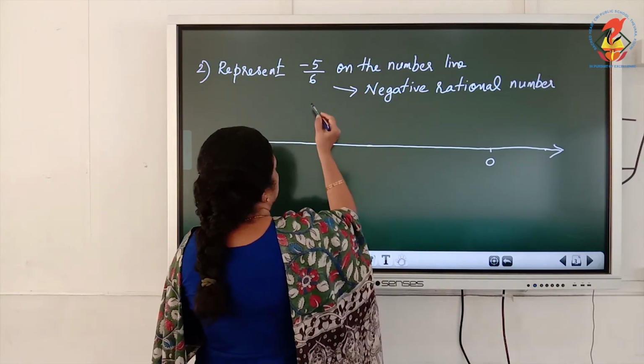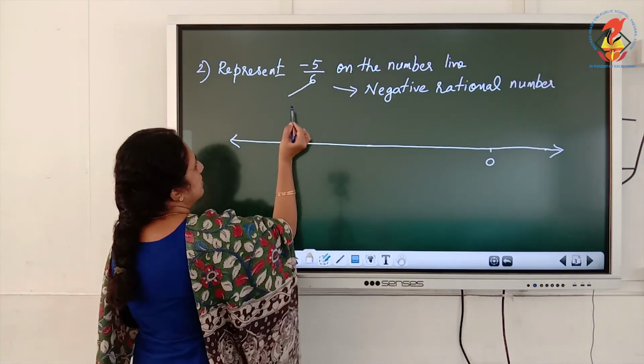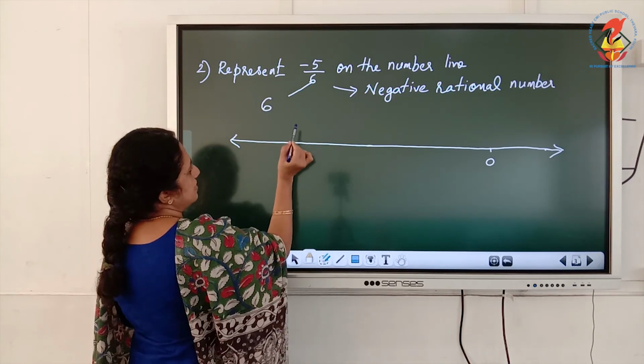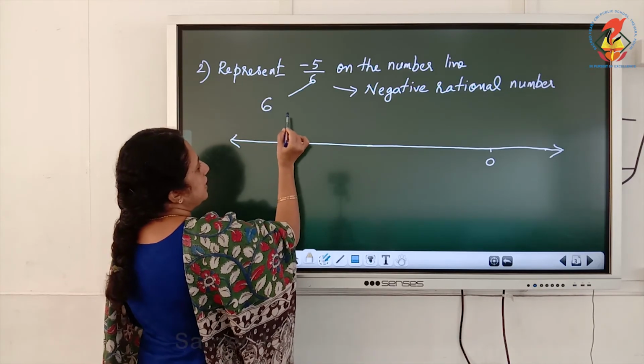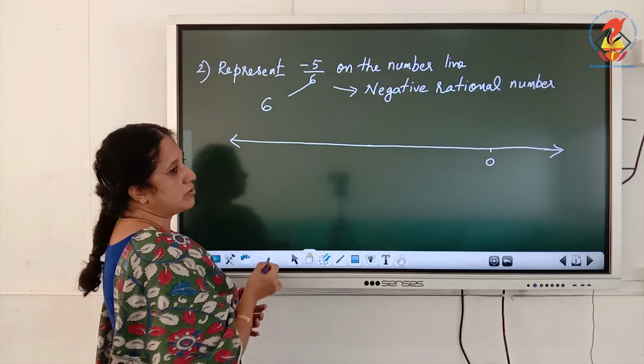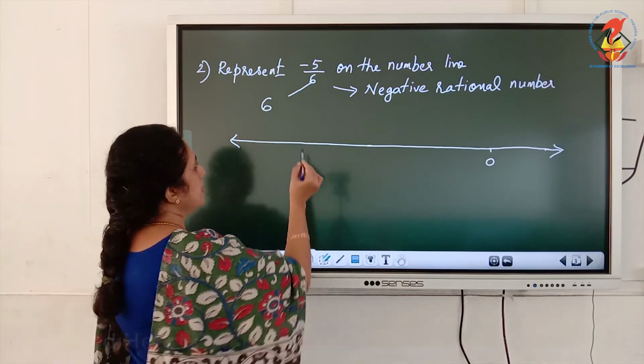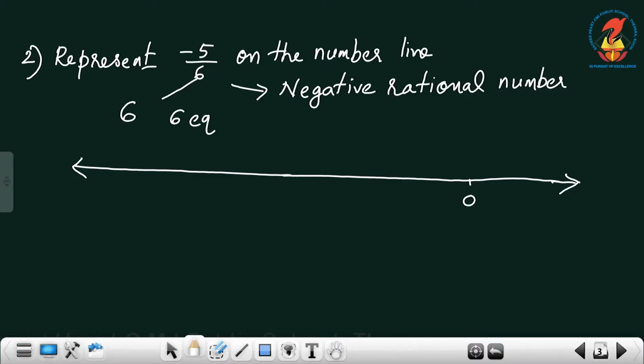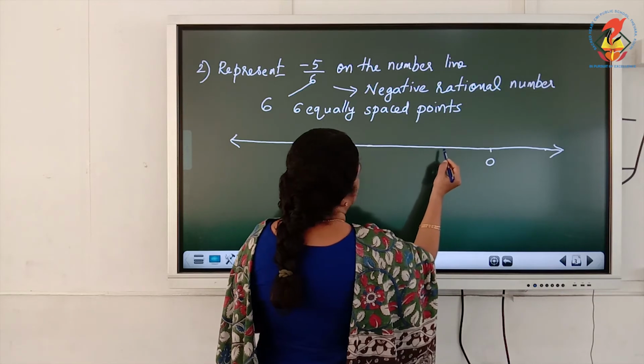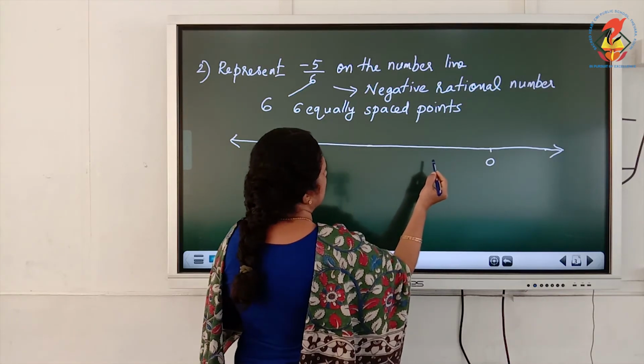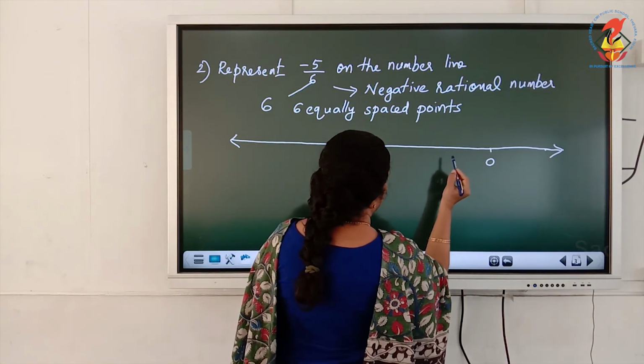Look at the denominator. What is the denominator? Denominator is 6. So how many equally spaced points do you have to consider? 6 equally spaced points to the left of 0. The meaning is that the distance between two consecutive points should be the same. Say it is 1 centimeter.